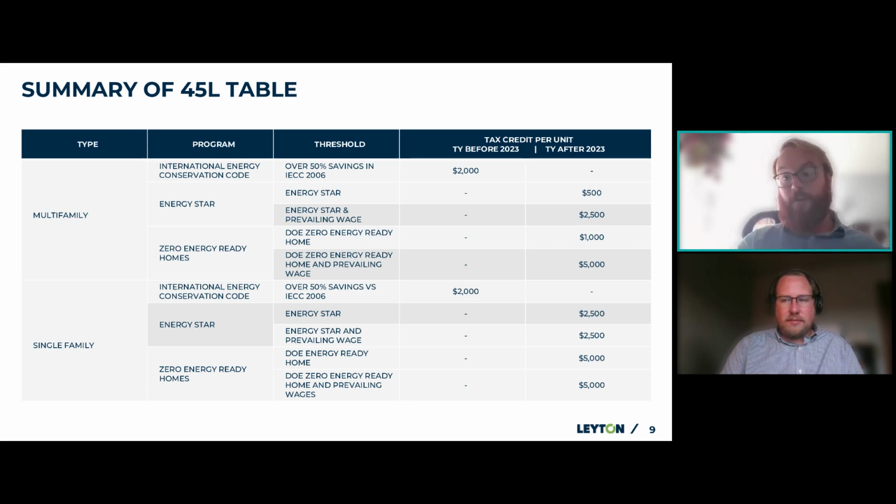More specifically, though, single family, you'll notice, has no prevailing wage requirement. It gets the full credit amount with any of the certifications. And we'll dig into a little bit more of the requirements of the pre-2023 credit and what exactly Energy Star and Zero Energy Ready Homes mean in the following slides.